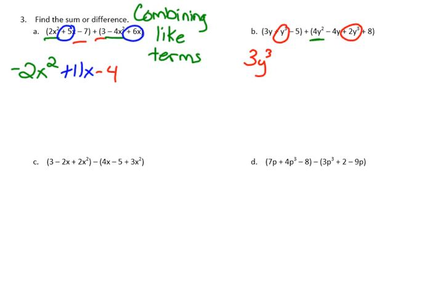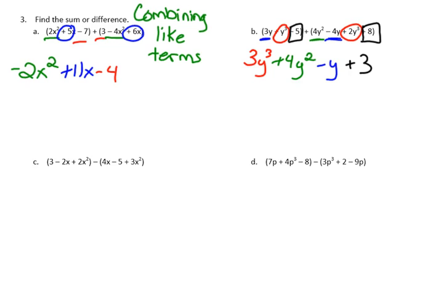I don't have any others, so it just gets copied over. 4y to the second. Okay. Then I have y's. So I have 3y and negative 4y, which is negative 1y, or just minus y. And then my constants, I have a negative 5 and a positive 8, which gives me positive 3.